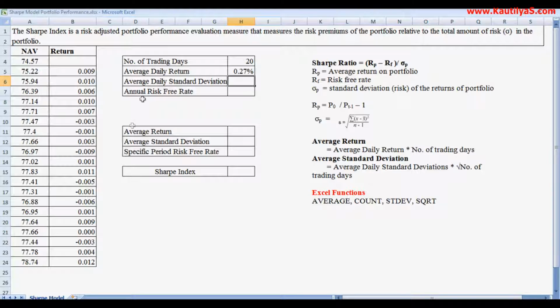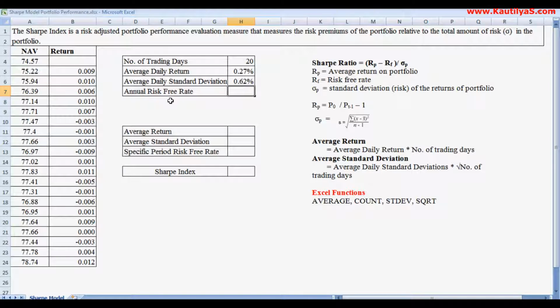Similarly, we need to calculate the average daily standard deviation. For that, we use the Excel function STDEV to calculate the standard deviation, or total risk, equals STDEV and select our data. So we got the average daily standard deviation.